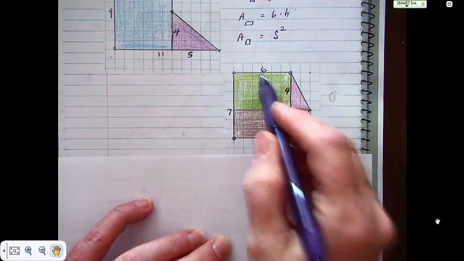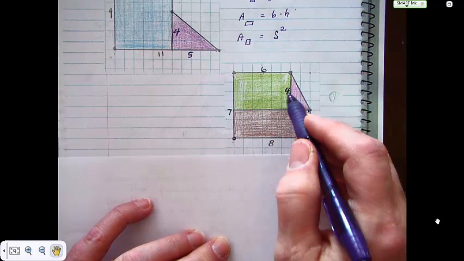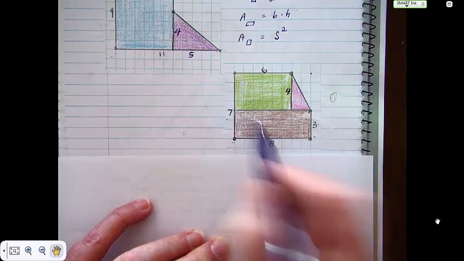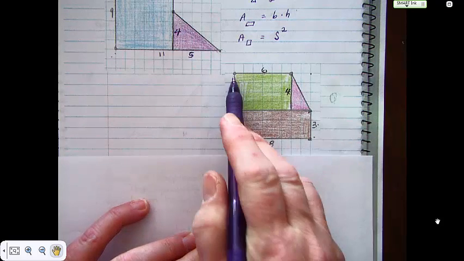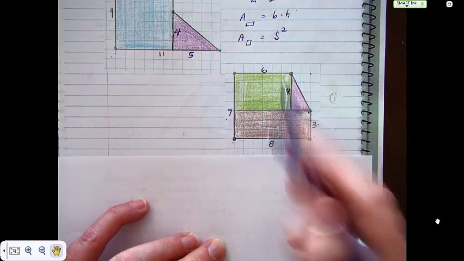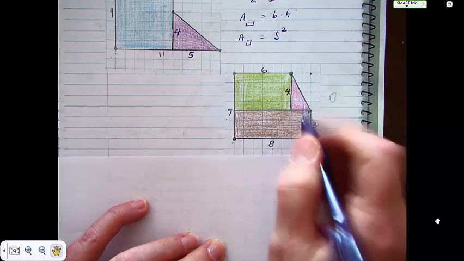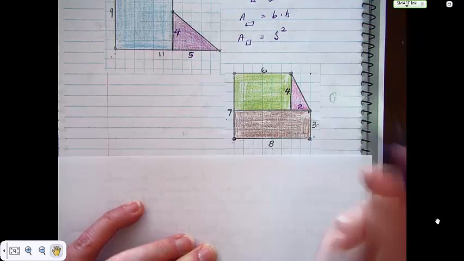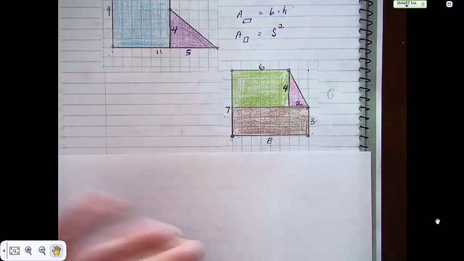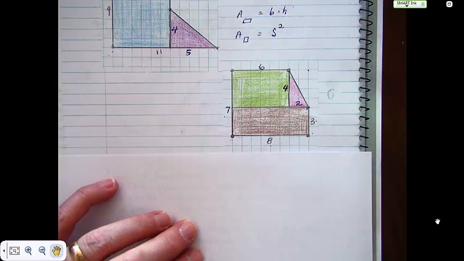Well, now we have the dimensions of this rectangle. It's 6 by 4. Now we know that this whole thing across here is 8. We know from here to here is 6. 8 minus 6 makes the dimensions of the bottom of this triangle 2. So to find the area now, we have enough dimensions, all that we need.